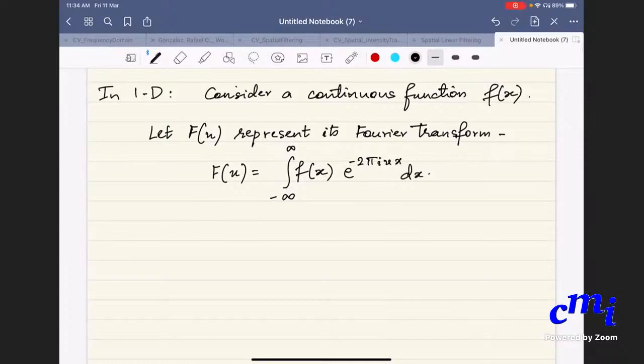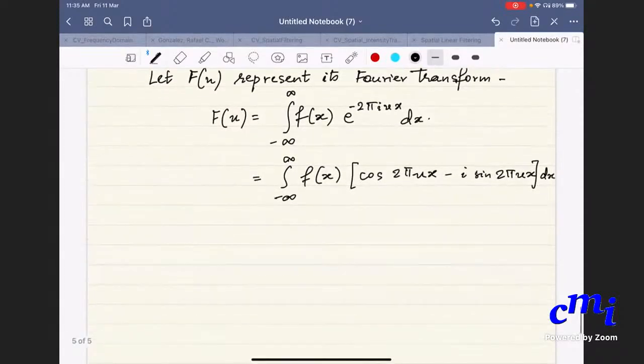Well, you might recognize from this that this thing is going to be a combination of sines and cosines, right? In fact, this entire function capital F of u is going to be a combination of sines and cosines. So just to stress that point, let me write this as the integral from minus infinity to infinity of f of x times cosine, that's what this Euler formula gives, cosine 2 pi ux minus i sine 2 pi ux dx. That is capital F of u. This capital F is the Fourier transform of small f.